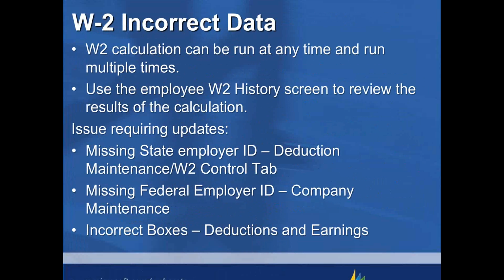Issues requiring updates: missing state employer ID. You would look in deduction maintenance, W-2 control tab. There'll be a screenshot here in a second. Missing federal employer ID. That's in company maintenance, which is in the administration section of Dynamics SL. It's drawing that information from there. Or incorrect boxes, deductions, and earnings. Those are all things that you would need to check.